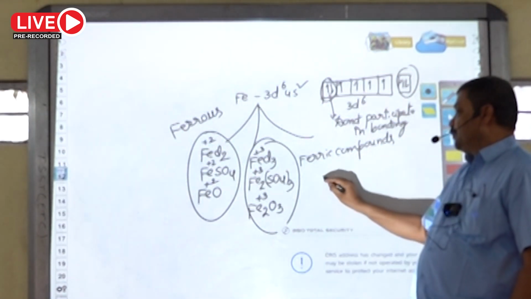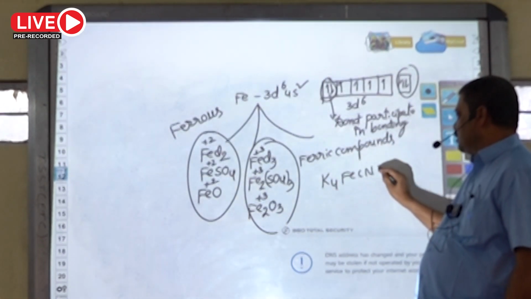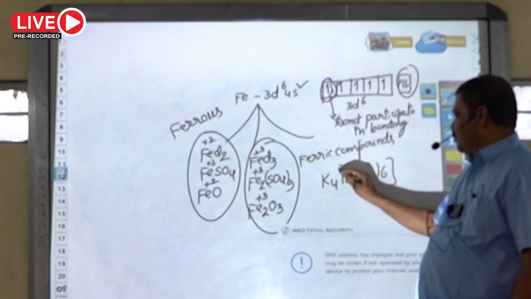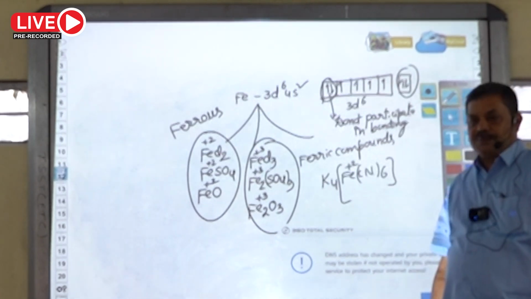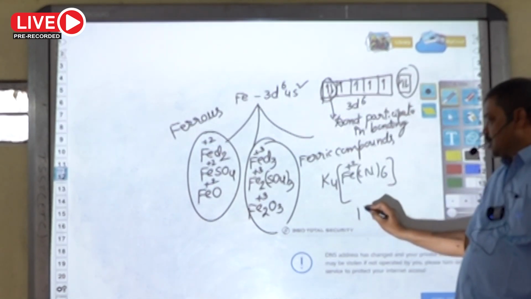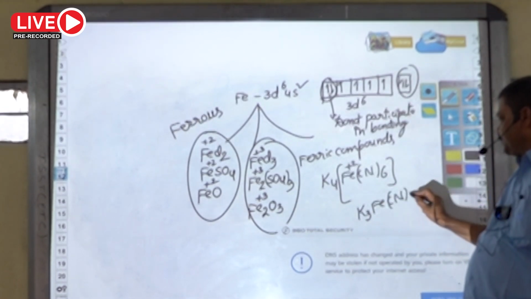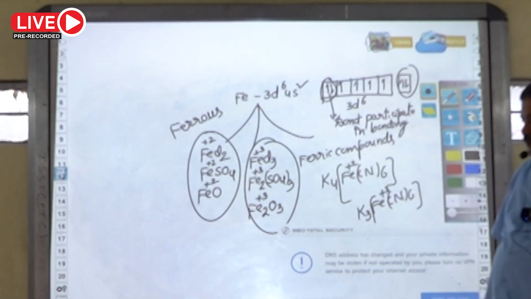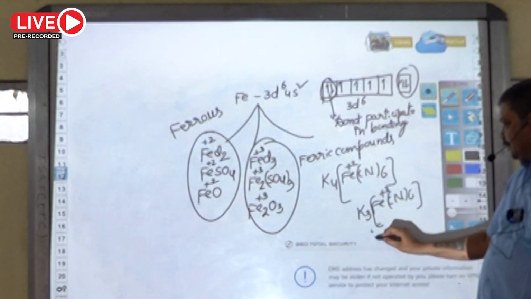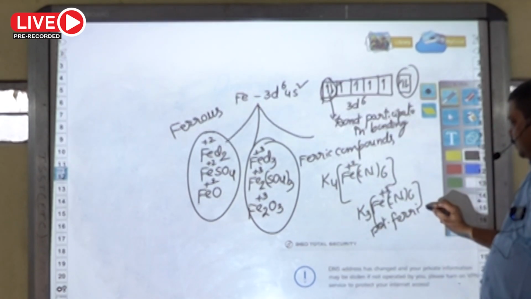You have studied K4[Fe(CN)6], potassium ferrocyanide, in which iron is in +2. You have also studied K3[Fe(CN)6], potassium ferricyanide.